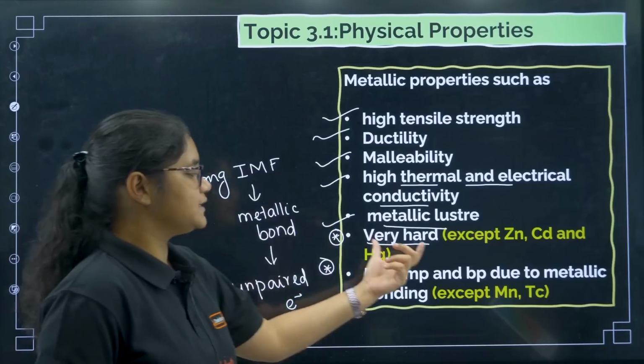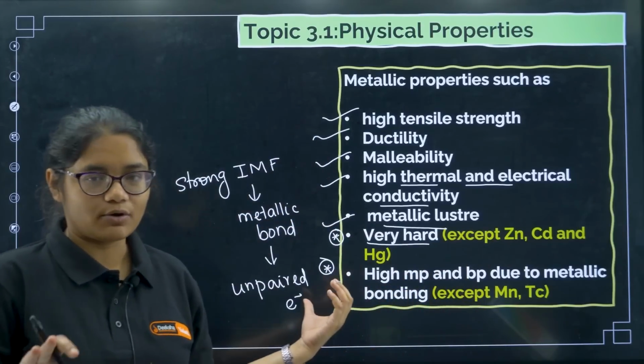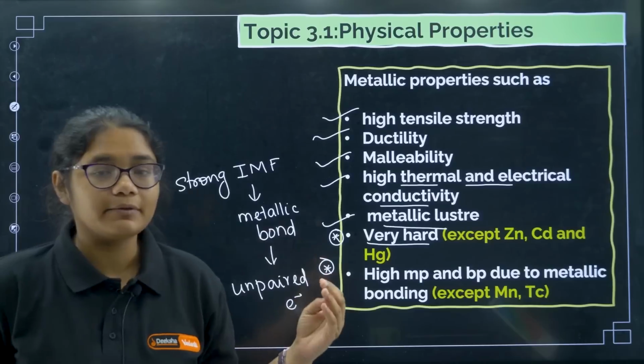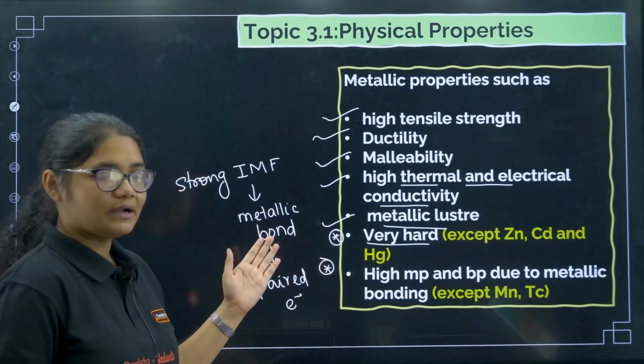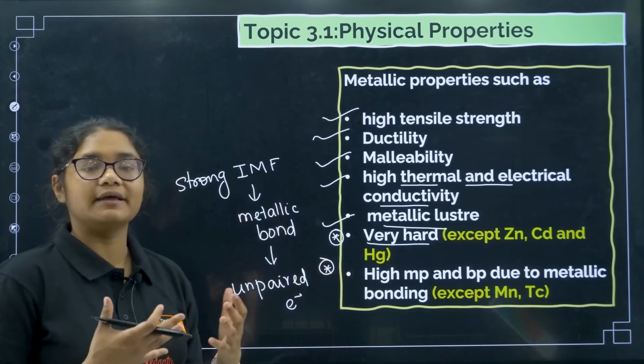But what happens in zinc, cadmium and mercury? I think by now all of you can guess it. In zinc, cadmium and mercury, definitely there is no unpaired electron, so there is no metallic bonding, and that is why the bond is very weak.